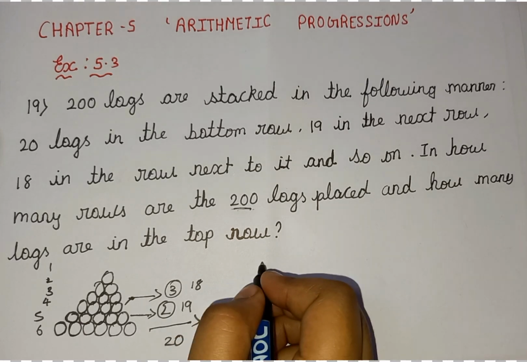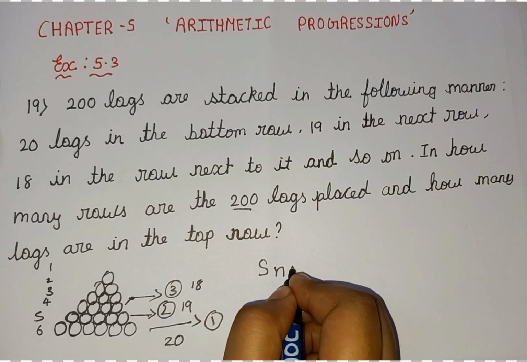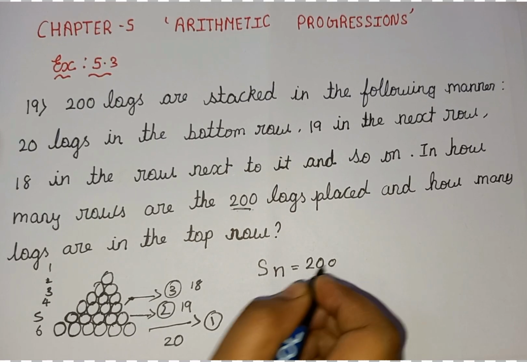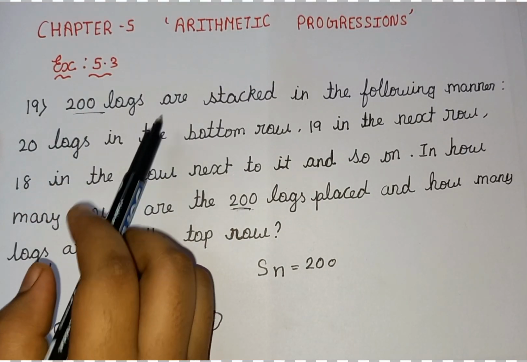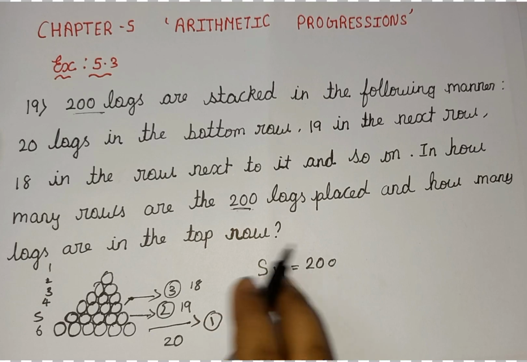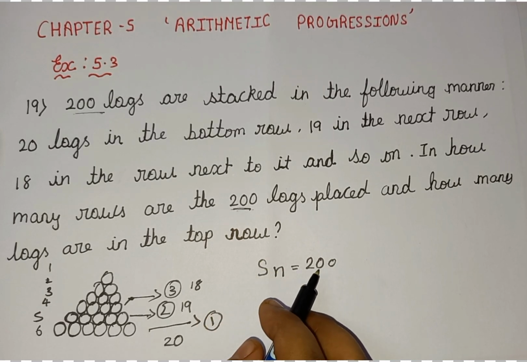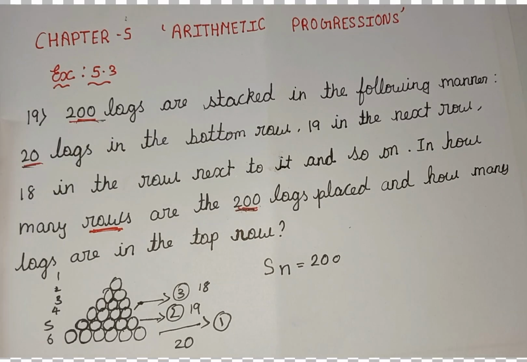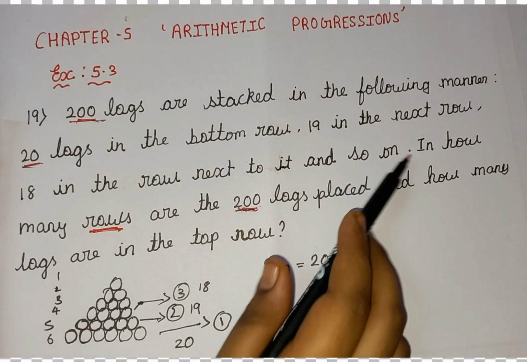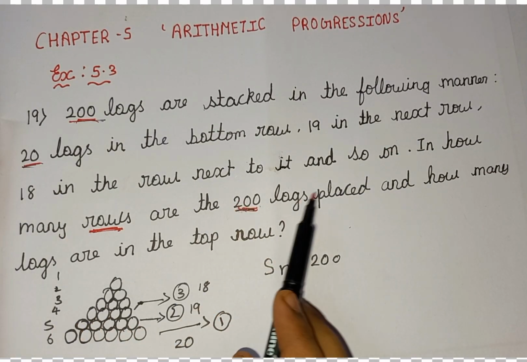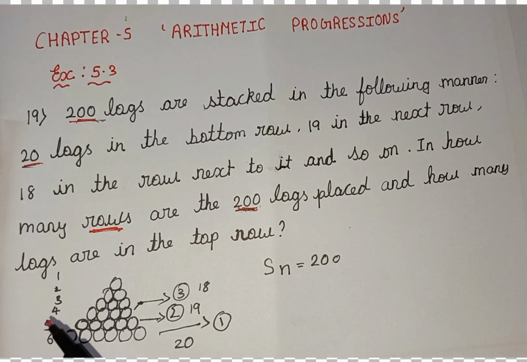So here I can just take Sn is equal to 200. Why? Because there are 200 logs that are stacked together, so that total sum is 200. That's why I just wrote Sn is equal to 200. Since you know, in how many rows are the 200 logs placed? So this is one question.